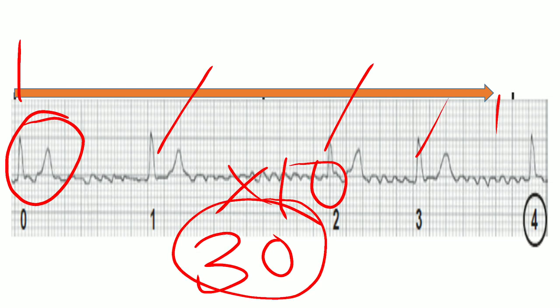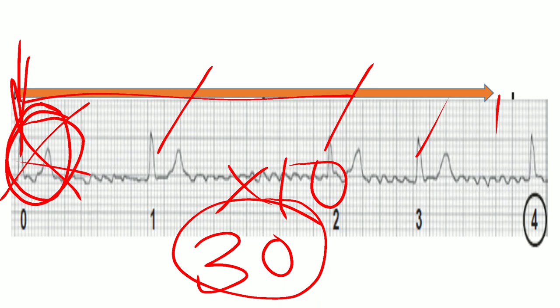Simple. Count 30 boxes, leave out the first complex. You start from the first complex here, so this is used as a 0 value. You have to omit this, count the number of QRS complexes in the 30 boxes, and multiply it by 10 to give your heart rate. Very simple.